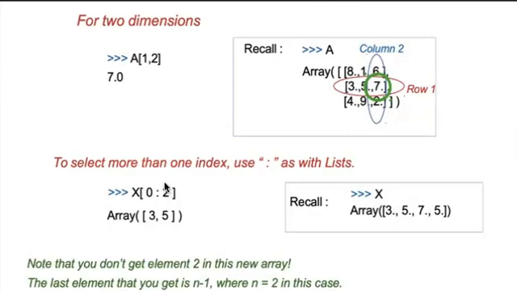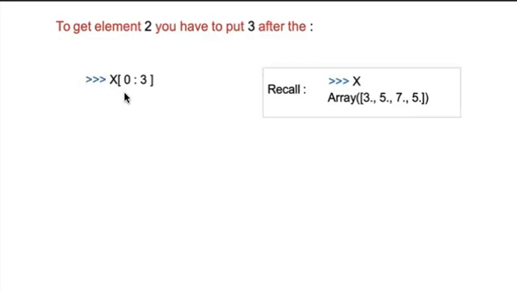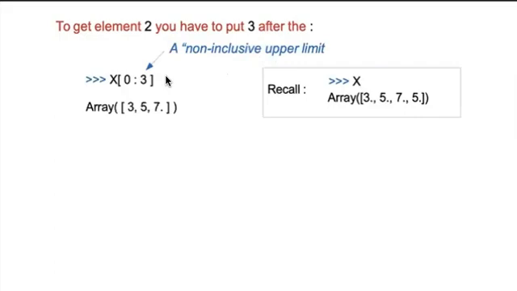If n is the last number that you add, then n minus 1 will be the last element displayed. In this case, n will be 2. This is tricky, and you need to remember that. If we want to get to the third element, to get 7, you have to add in 3 after the colon. X was 3, 5, 7, 5. If we want 7, then we have to specify x of 0 colon 3, meaning we will get 3, 5, and 7. This is also called a non-inclusive upper limit. It does not include the upper limit number.